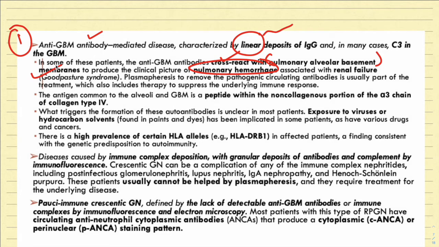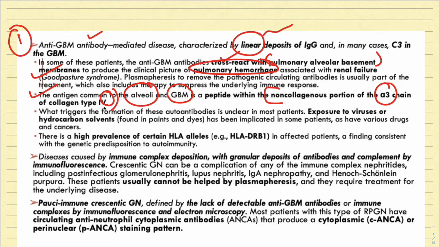So over here you have to remove this bad antibody from the circulation, so you have to carry out plasmapheresis in such individuals. Now the antigen which is common to both the alveolar basement membrane and the glomerular basement membrane is a peptide within the non-collagenous portion of the alpha 3 chain of type 4 collagen, which we have already discussed in pathology. Very, very important.